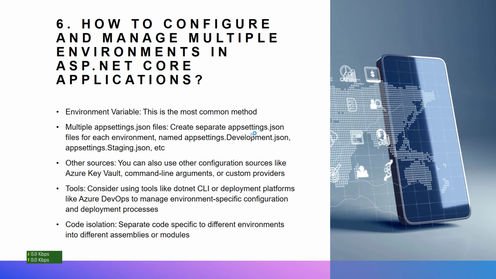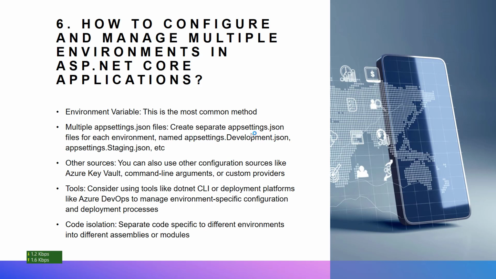For example, for development we can have appsettings.Development.json. For staging we can do it in the same manner. Because the configuration would be different and would be treated differently, environment-wise we can change our app setting as well. You can also use other configuration sources like Azure Key Vault. Azure Key Vault is the same thing, where key-value pairs can be stored and called. Consider using tools like .NET CLI or a development platform like Azure DevOps to manage environment-specific configuration and the development process.